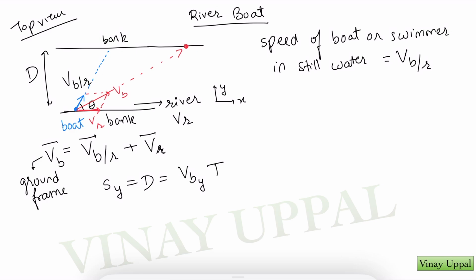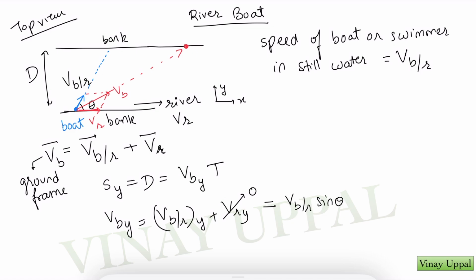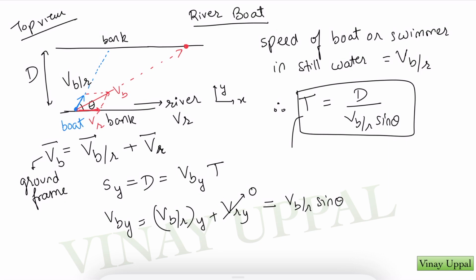Now what is the y component of the velocity of the boat? That will simply be the relative velocity y component plus the river y component, but the river has no y component. The river is flowing along the x-axis. That will simply be VBR sine theta, since the relative velocity is making an angle theta with the x-axis. Therefore, my time to cross would be D divided by VBR sine theta. You should be able to see that this time will be minimum, keeping the speed constant, when theta is of course 90 degrees. So when the boat tries to row perpendicular to the river flow, it will take the minimum possible time to cross the bank.